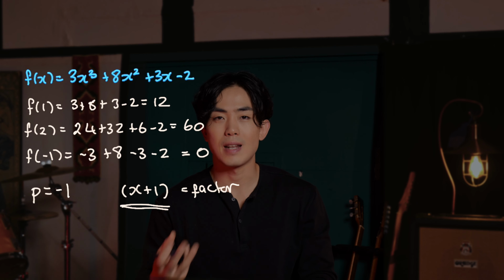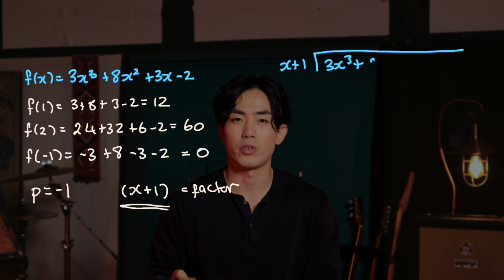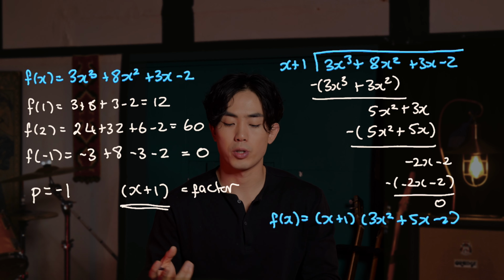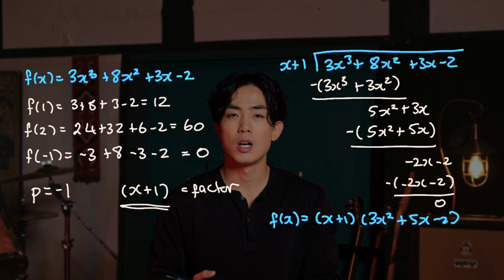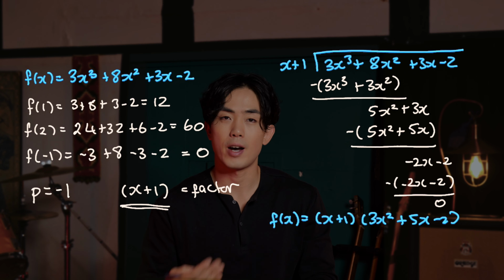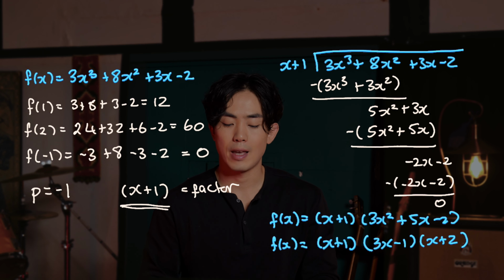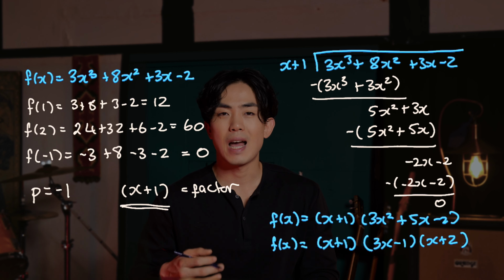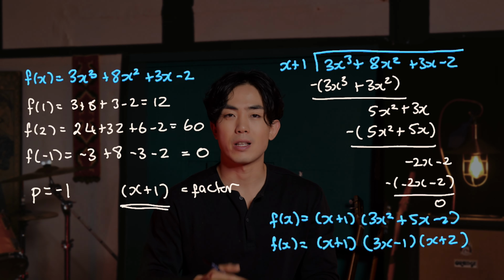And with this, we can now perform algebraic division. If I do that, I'll get x plus 1, and I'll get as a quotient 3x squared plus 5x minus 2, which we can factorize further to get our final three linear factors: x plus 1, 3x minus 1, and x plus 2. So you can see, rather than having to perform algebraic division many times, just plugging in these values into the original function and trying to find the value which gives us 0 allows us to find these linear factors much more quickly.